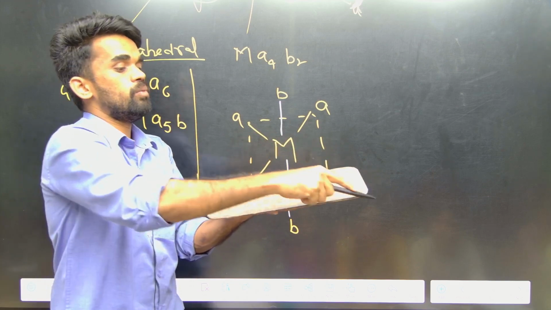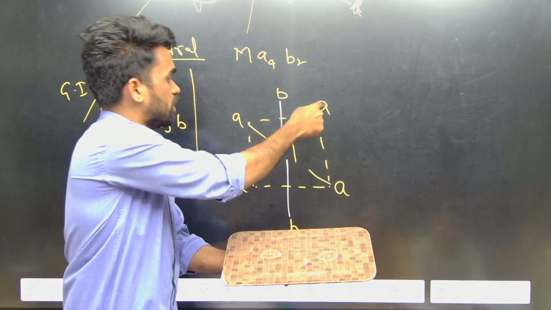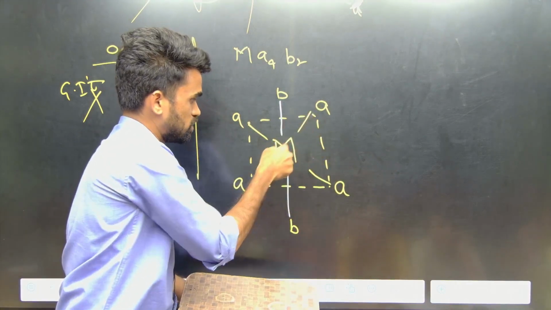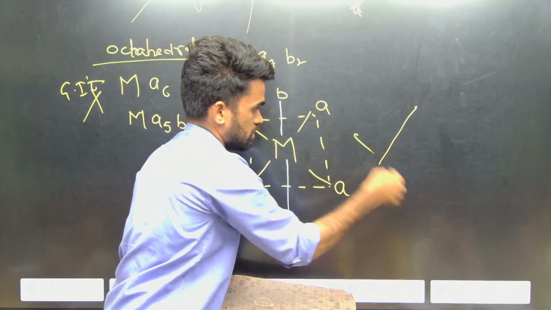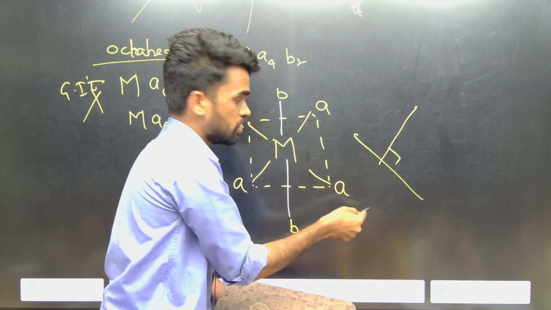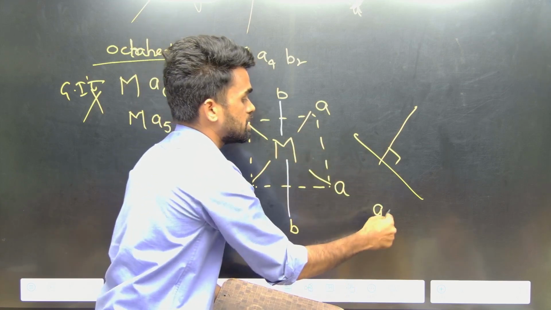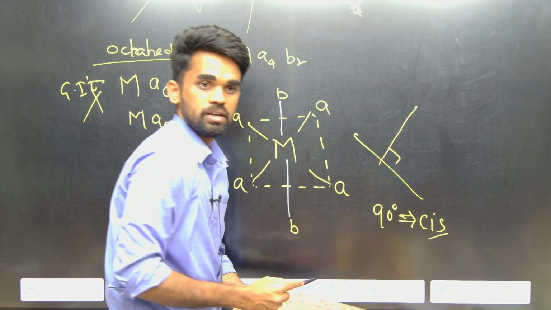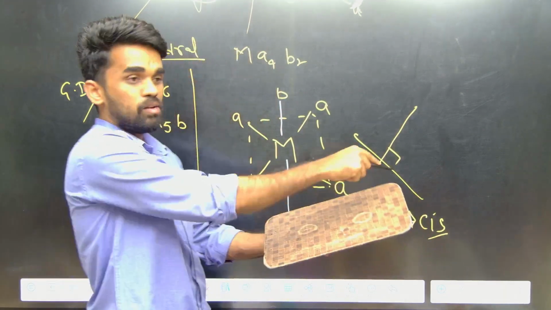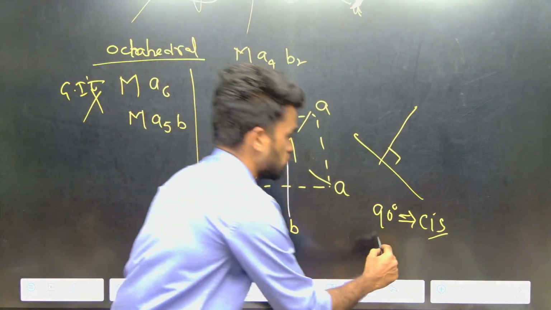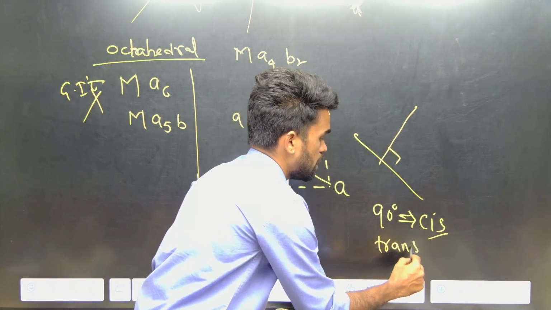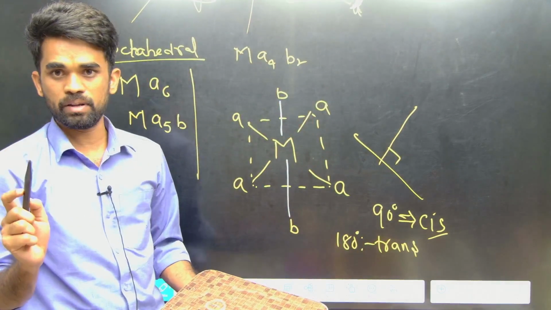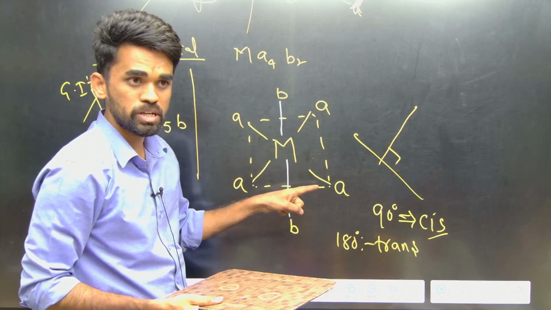Between two of these lines, between two A's, how much? See this one and this one. See, it is like this. What is the angle? 90. So all 90 degree angles are called cis to each other. All 180s are considered as trans to each other. Is this clear everyone? 90 degrees is how much?